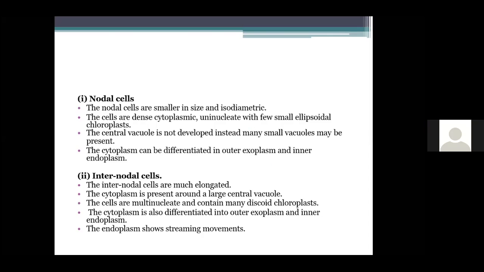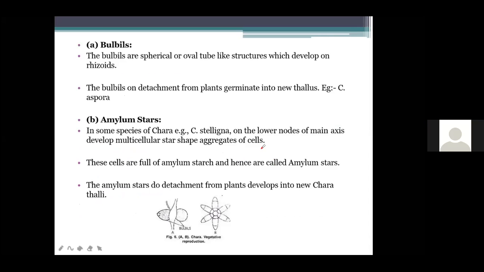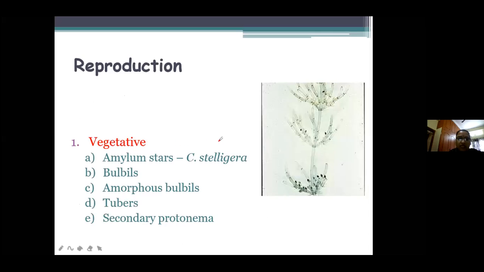Yes, ma'am. Next one is reproduction. I'll start the reproduction. Vegetative is completed. Yes girls, in Chara only two types of reproduction are there. Chara reproduces by vegetative and sexual means. Asexual reproduction is totally absent. Only two types of reproduction are there. The first one is vegetative, the second one is sexual reproduction.